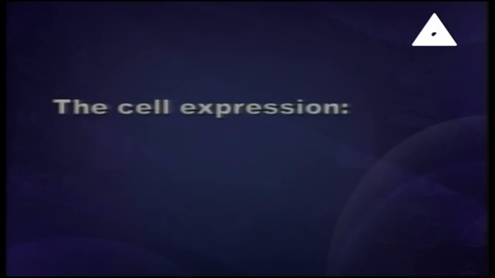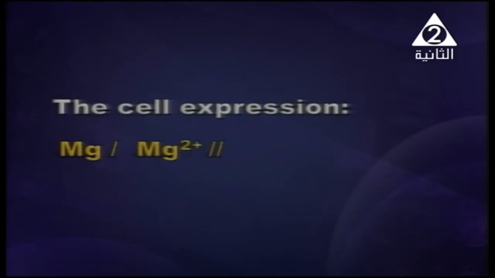What about the cell expression of this cell? How can you write it? Mg single bar Mg positive 2. Magnesium changes into Mg positive 2 after losing 2 electrons. Magnesium is a reducing agent. Double bar Pb positive 2 single bar Pb.